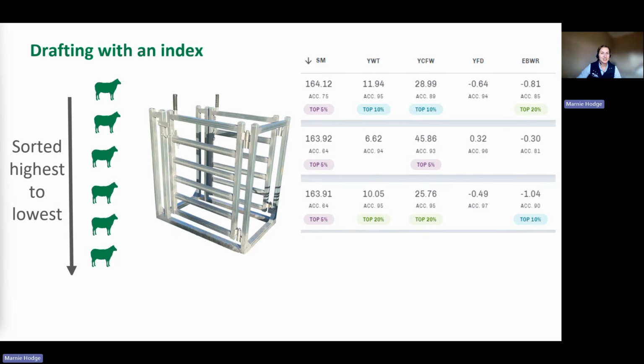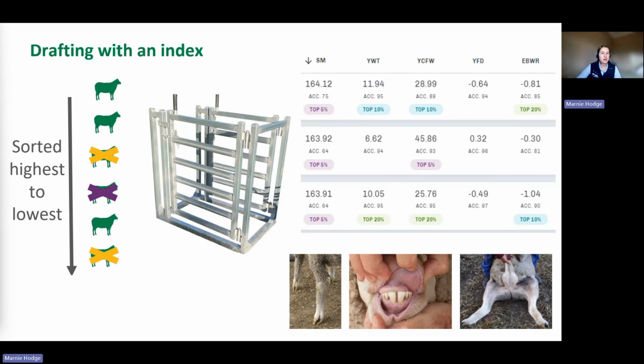So I mentioned that we can use an index as a nice, easy drafting tool. How this works in practice is, for any given list of sires or sheep that you might want to either purchase or join from, you'd rank those animals from highest to lowest on index. Then you'd go through and perform any culls based on structure or type of animal, remembering obviously that breeding values should be used in conjunction with visual assessment and structural soundness.